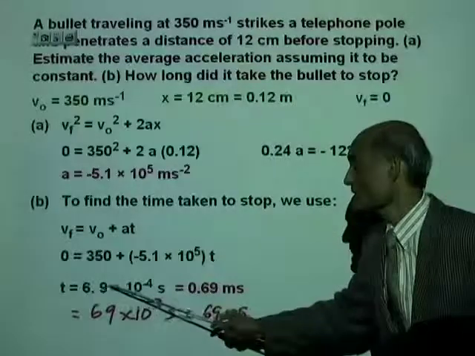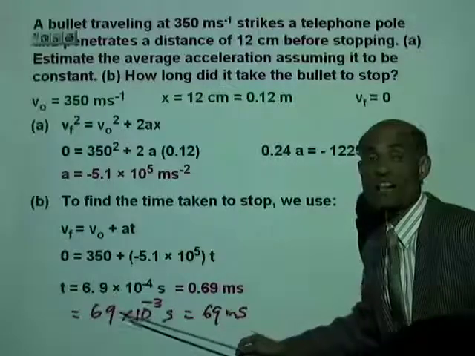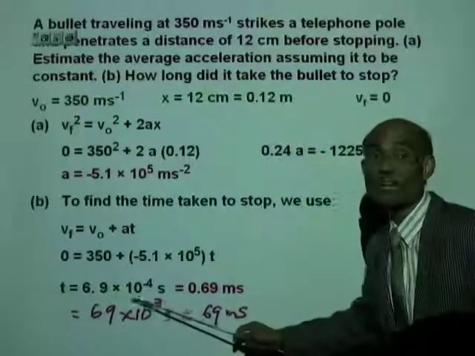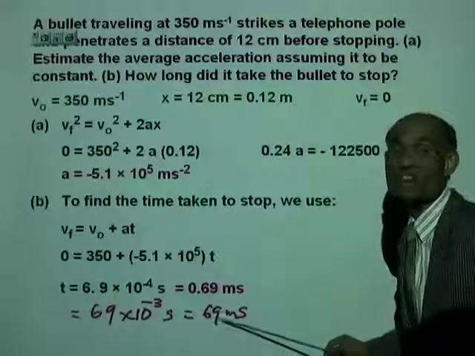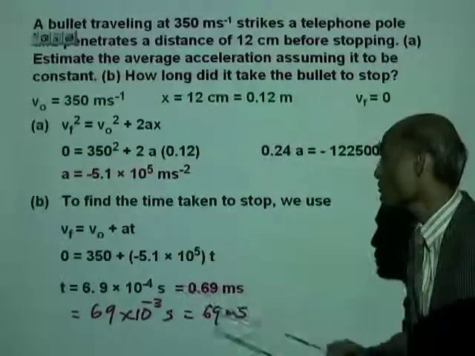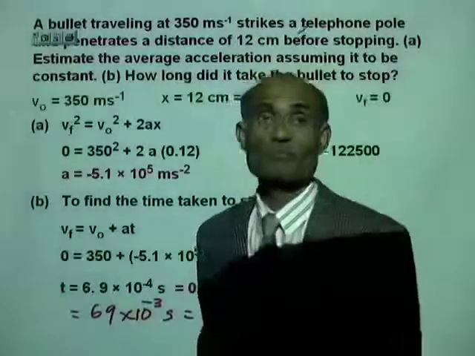Actually, 6.9 times 10 to the negative 4 is the same as 69 times 10 to the negative 3. And 10 to the negative 3 is a milli. So it is 69 milliseconds, not 0.69. So make that correction there.